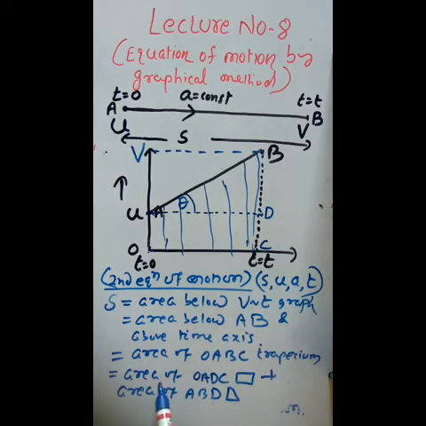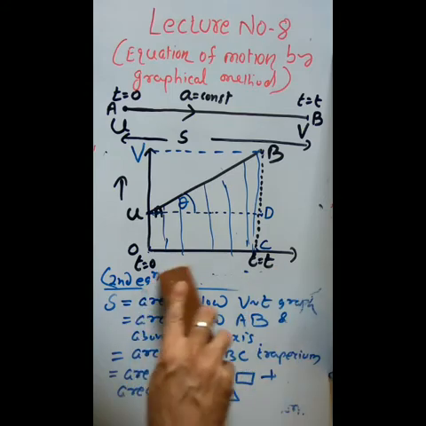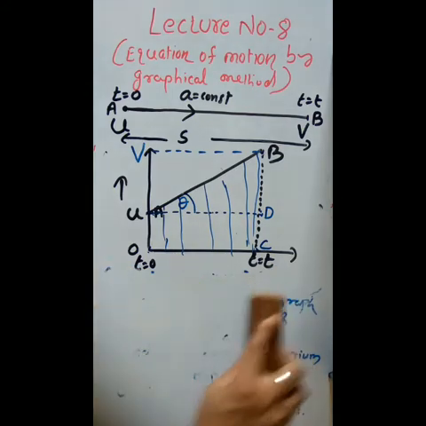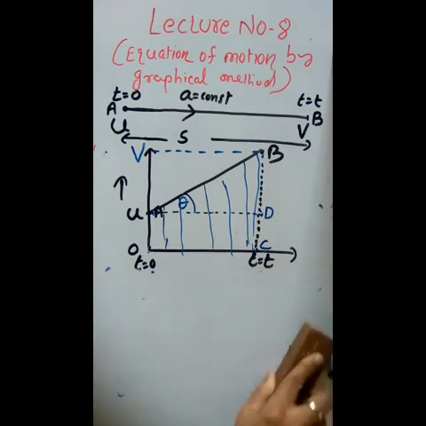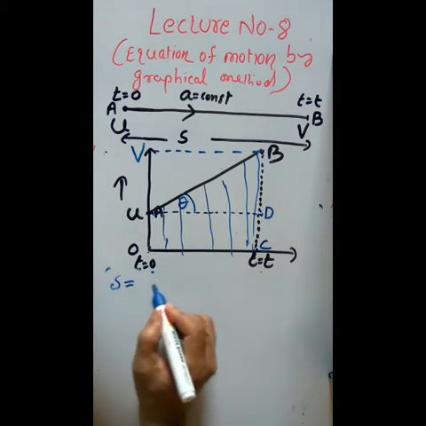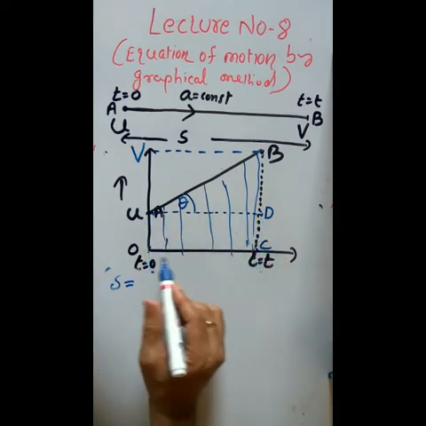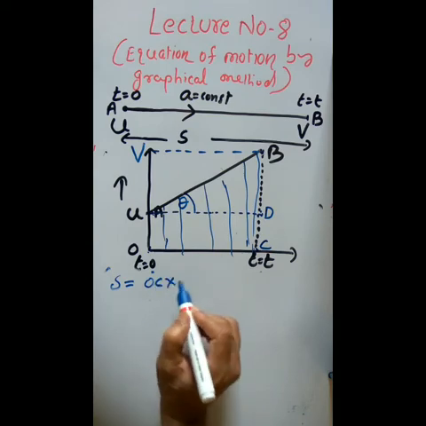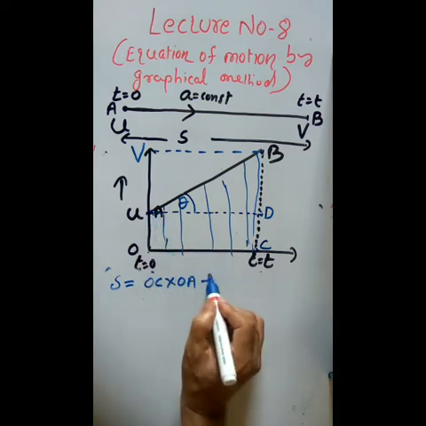Now, if we are able to find the area of this rectangle as well as the triangle, then we can find the total displacement covered by the body during T time. Is it clear? So take a screenshot of this. Now we will first find the area of the OADC rectangle. What is the area of a rectangle? Length into breadth. So the distance covered during T time is equal to the area of this OADC rectangle, which is length into breadth. Length is nothing but OC and breadth is OA. So this is the area of the rectangle.